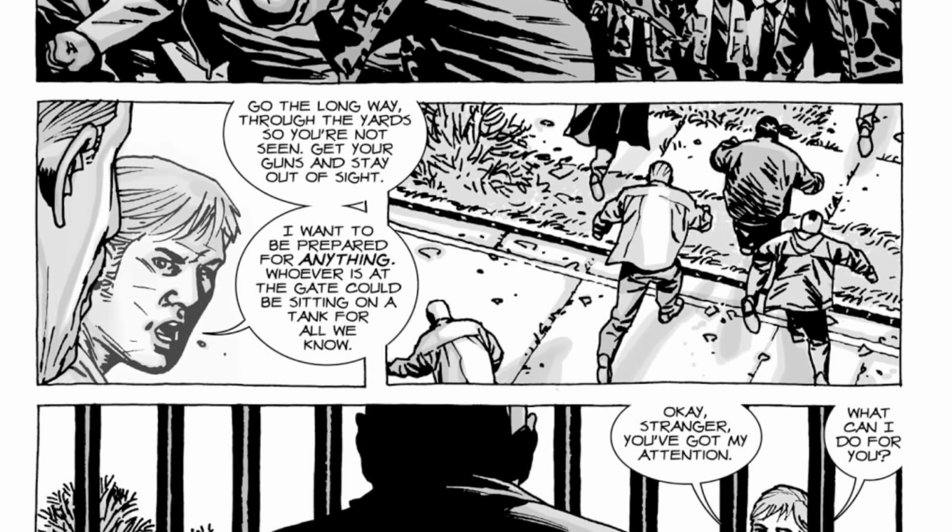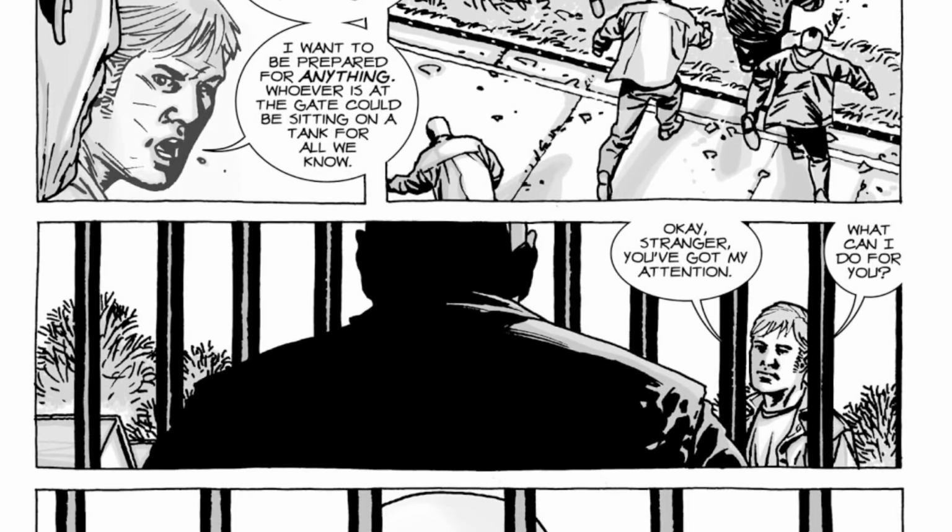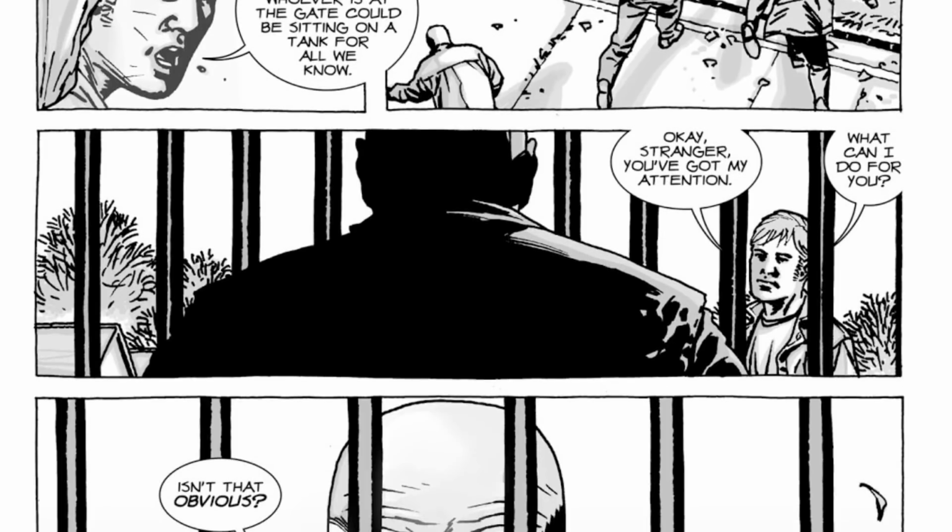The next morning, a funeral for the deceased supply runner is disrupted by the sound of gunshots outside of Alexandria's walls. And when Rick and the others run to see what is happening, they find the leader of the group who had followed Glenn and Heath standing outside of the gate.